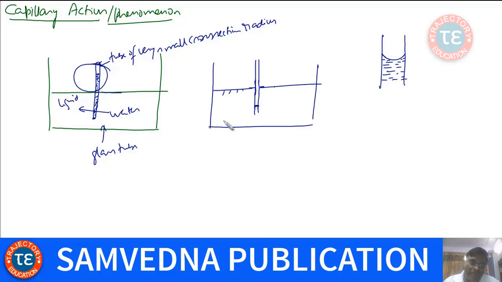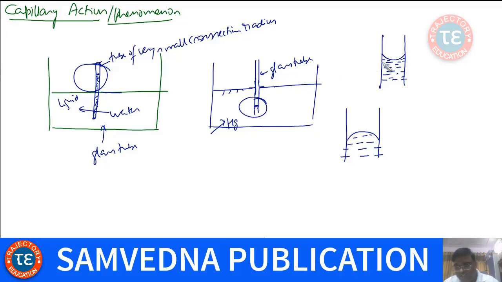And a good example of the other case would be if this is mercury and this is a glass tube. If you immerse a glass tube in the mercury liquid, then the level of mercury will go down, and since it is non-wetting, it will have a convex meniscus. If you magnify this, it will look like this. It will have a convex meniscus.